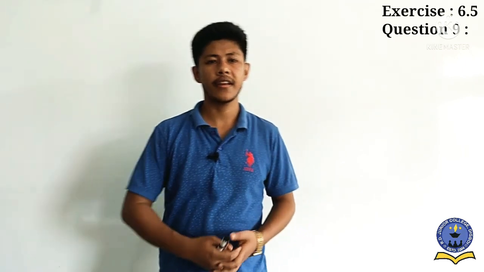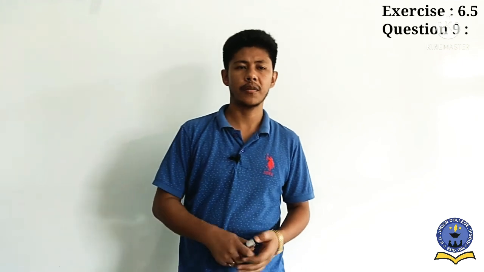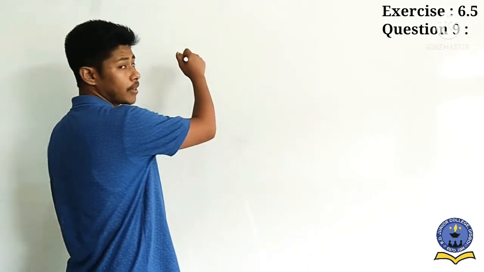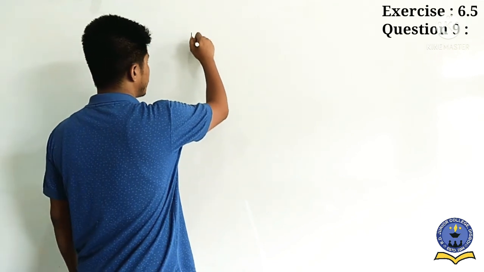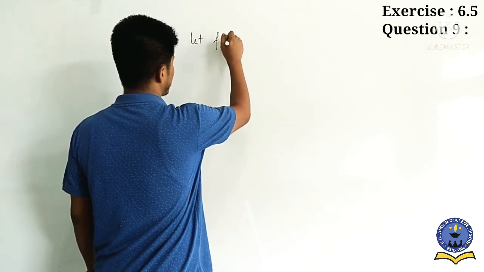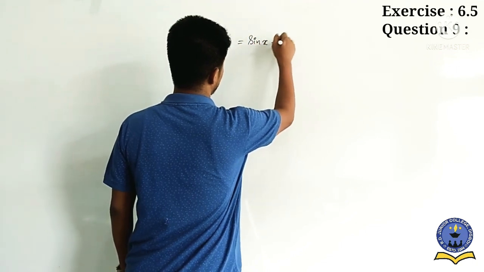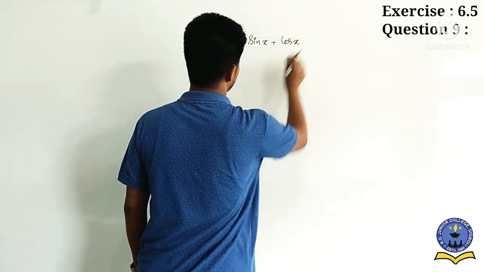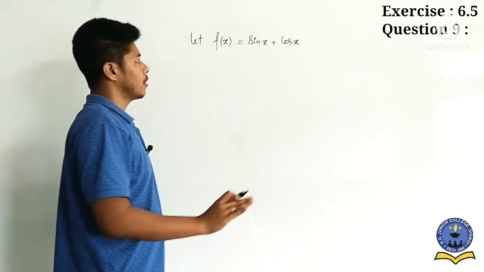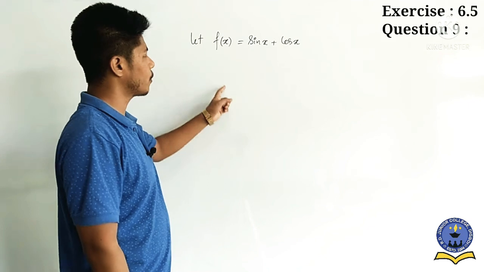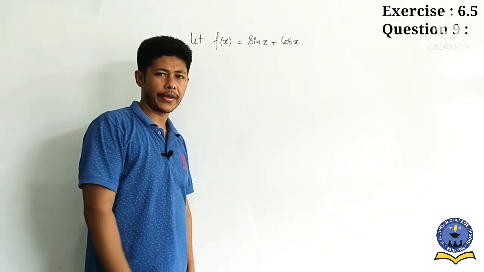So in this question, the function is given: sin x plus cos x. First of all, let us consider the function. So we write let f(x) equals sin x plus cos x. So the function is given, f(x) equal to sin x plus cos x. Now, the first step, we have to differentiate this with respect to x.